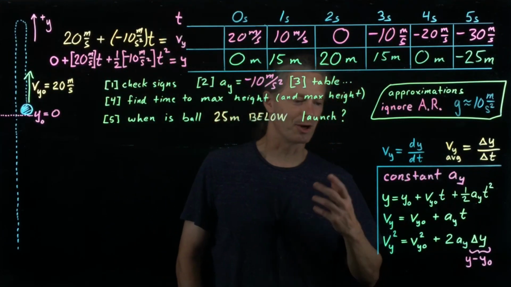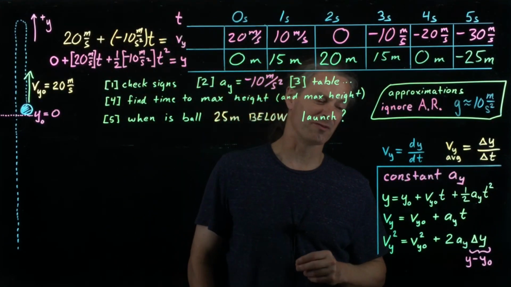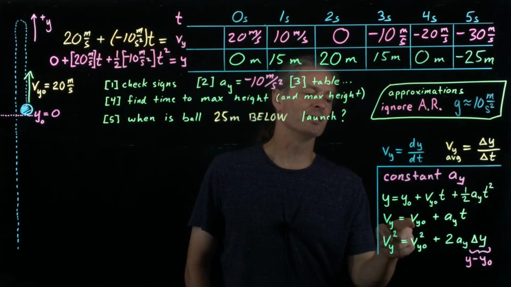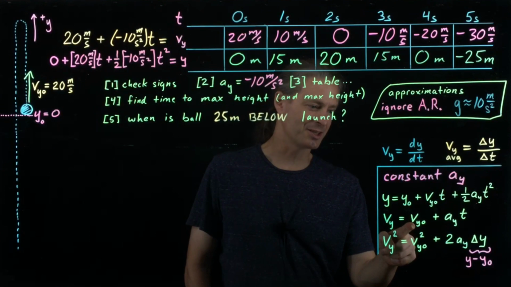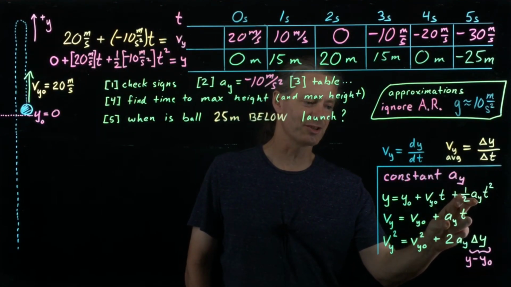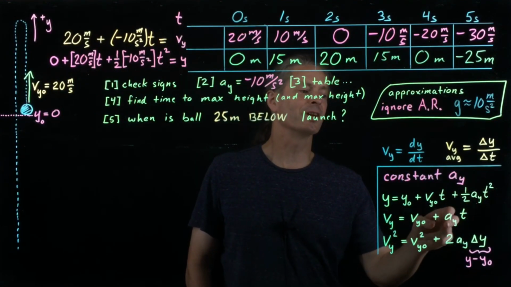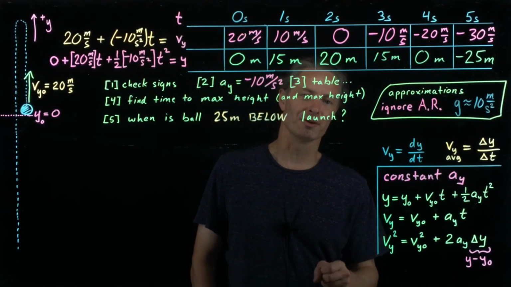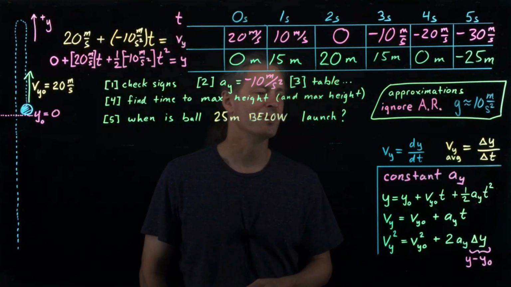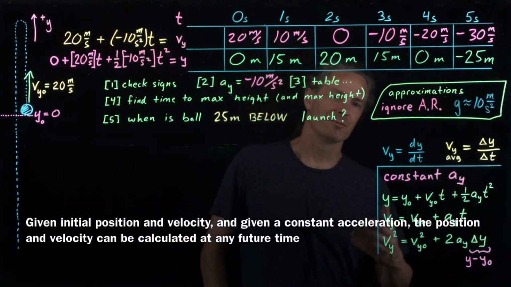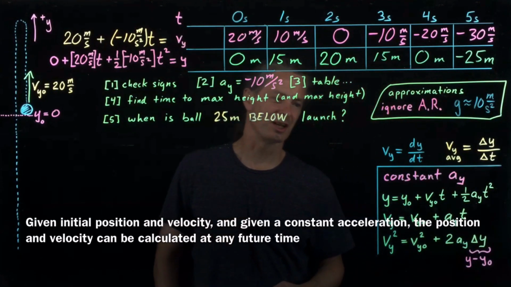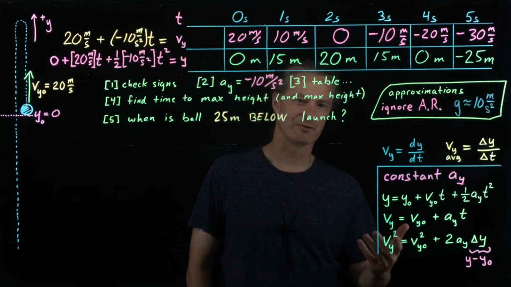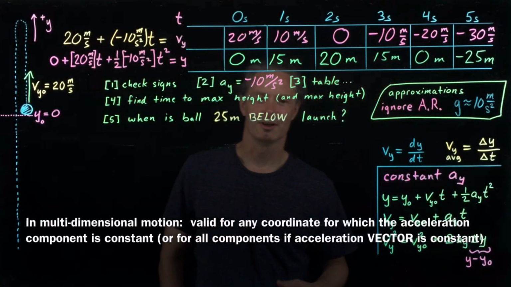All right, so this is a very important point. If we know the initial position and the initial y component of the velocity, and if we know the acceleration component, then plugging in any time, we can get the position and the y component of the velocity at any later time. And this is true for any one-dimensional motion with constant acceleration. It doesn't have to be y direction. This could be in the x direction or the z direction, whatever coordinate you've set up. All right, very cool.